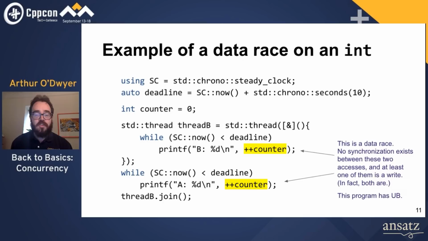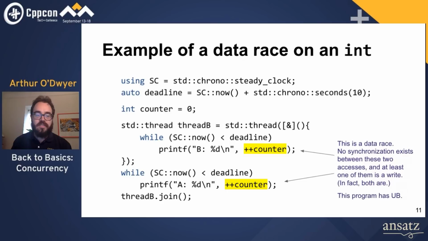This is a data race because it could happen that thread A and thread B simultaneously try to increment counter. They both try to write to it, or one tries to write while the other is reading. Those are both data races. And a data race on a regular, any kind of variable, including int, is undefined behavior. Right? No synchronization exists between these two accesses simultaneously, and that's undefined behavior.